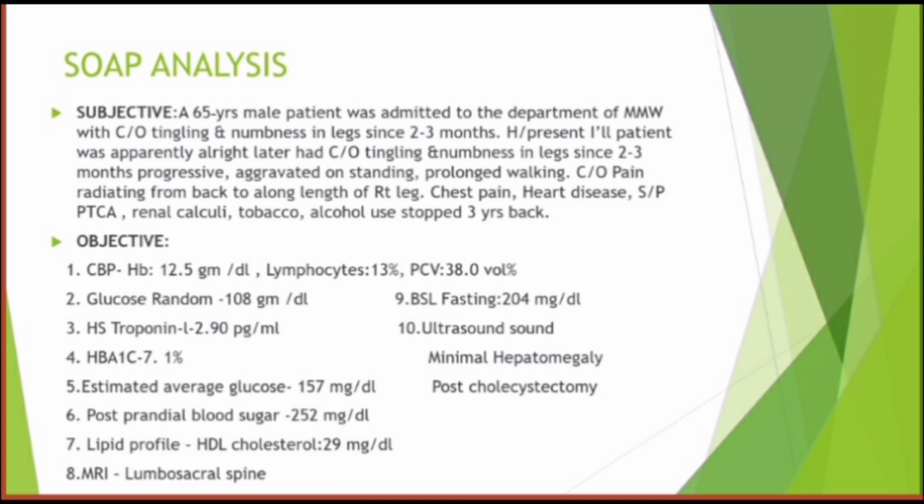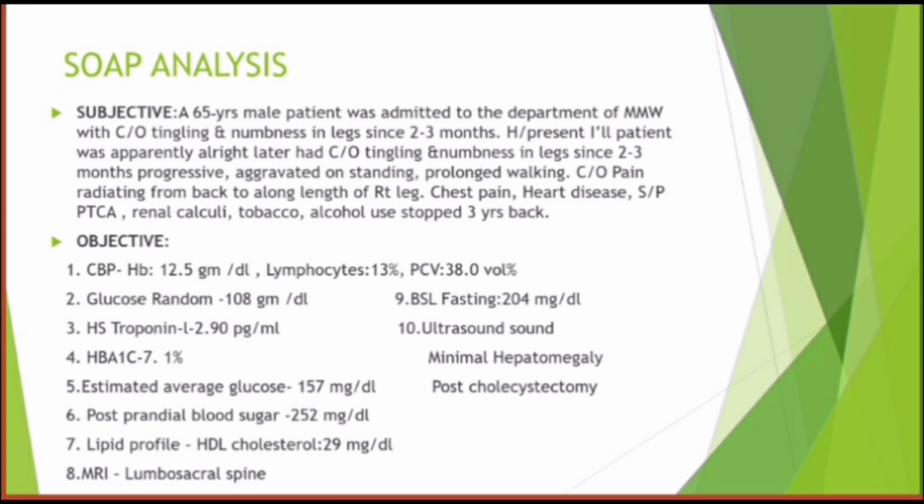When it comes to the SOAP analysis, subjective data: a 65 year old male patient was admitted to the Department of General Medical Ward with complaints of tingling and numbness in legs since 2 or 3 months. History of present illness: patient was apparently alright, later had complaints of tingling and numbness, progressive, aggravated on standing and prolonged walking, pain radiating from back along length of right leg, chest pain, heart diseases, surgery of PTCA and renal calculi, tobacco and alcohol use stopped 3 years back.